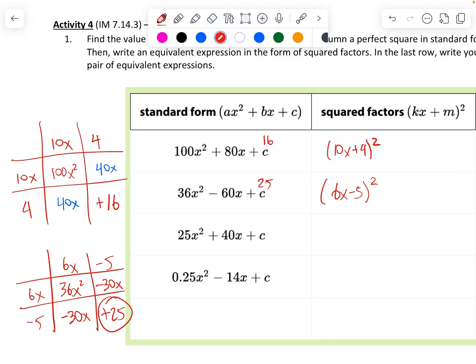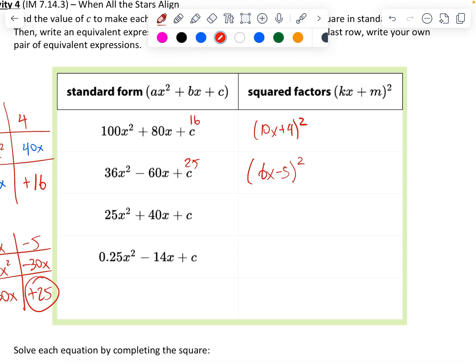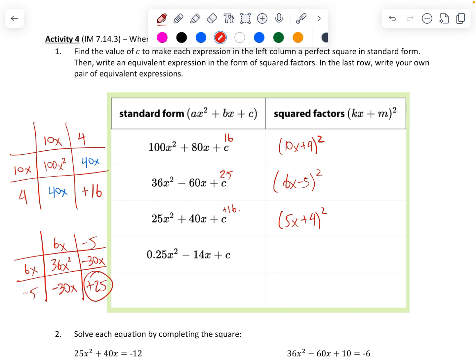All right, and then you can try the next one. When you do it, hopefully you're going to get 5x plus 4 squared because the C value you're going to get is 16. And then the last one, it's going to be 0.5x minus 14 squared. All right, and if you're still struggling with this, ask a neighbor beside you. But you can always use that table method to figure out that C value to complete the square.